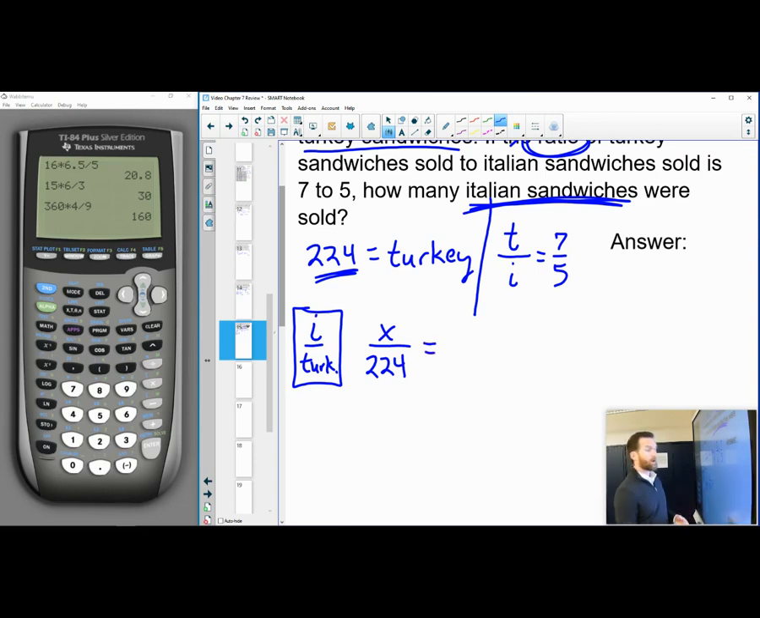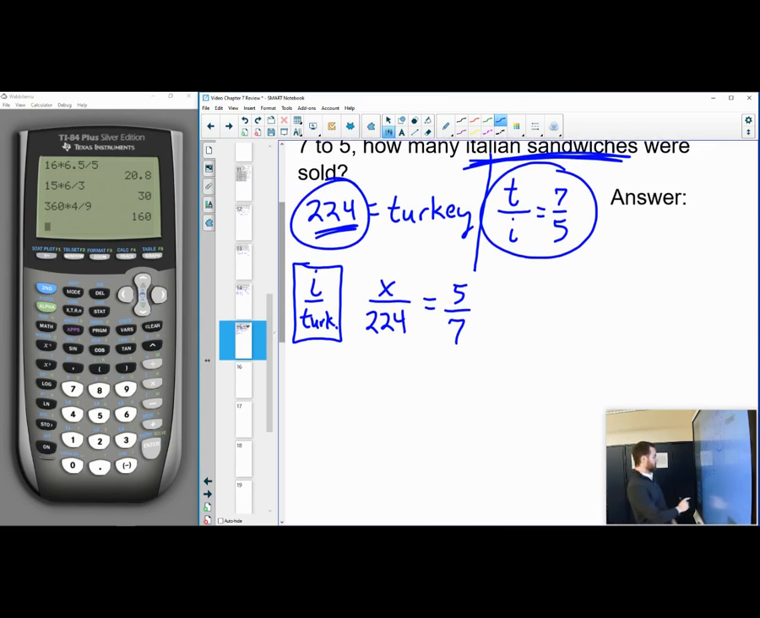And okay, now our second ratio must match. It has to be Italian sandwiches to turkey sandwiches. And we can use this ratio they gave us. So Italian is 5 and turkey is 7. So here we did not need to add the 7 and 5 together because the number they gave us was not the total. It was one of the parts. Now we just cross multiply. 224 times 5 divided by 7, and we get 160. So we get the same answer again.